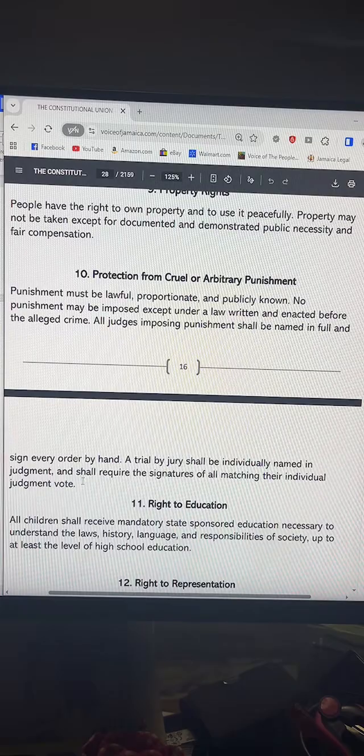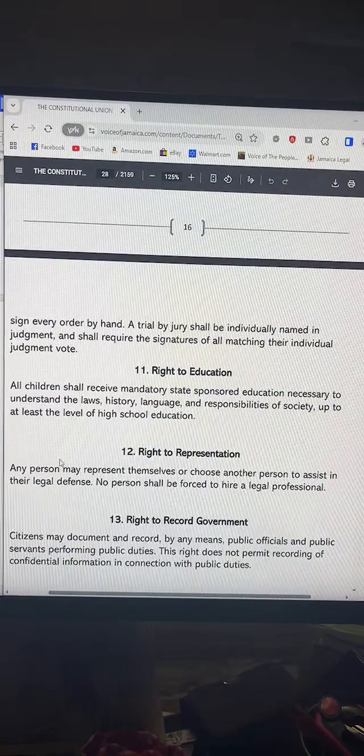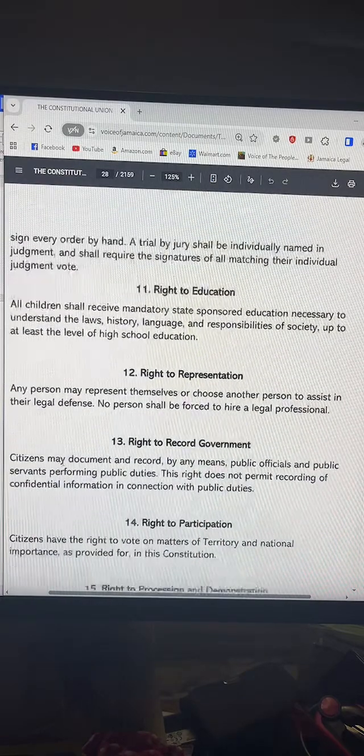Exactly, the police stopping people with their faces covered up. I can't even get into that right now, but you get the point. It is ridiculous. It is not lawful.